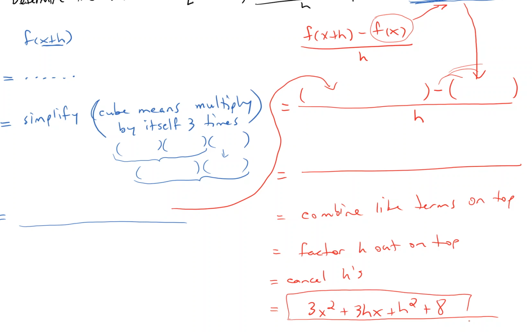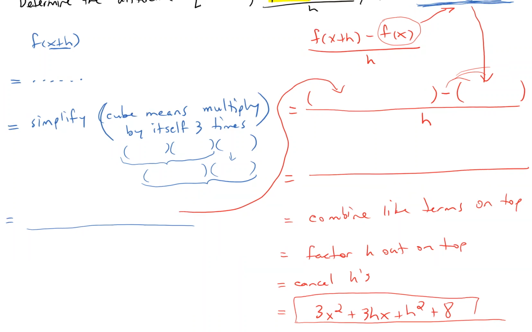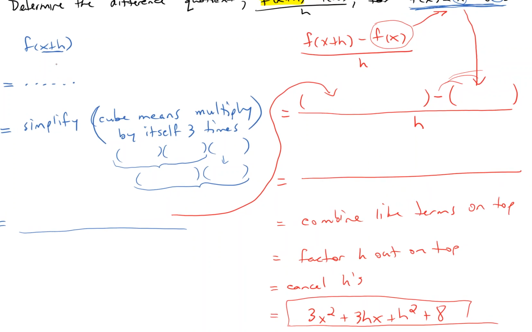Okay? So if you didn't get that, trace back through. Make sure you got f of x plus h, that you didn't make any mistakes there when you were cubing and distributing. And then when you come over here to the difference quotient portion that I've got written in red, make sure you distribute properly and combine like terms. Make sure you factor out the h and cancel, and you should get the correct answer. Good luck.